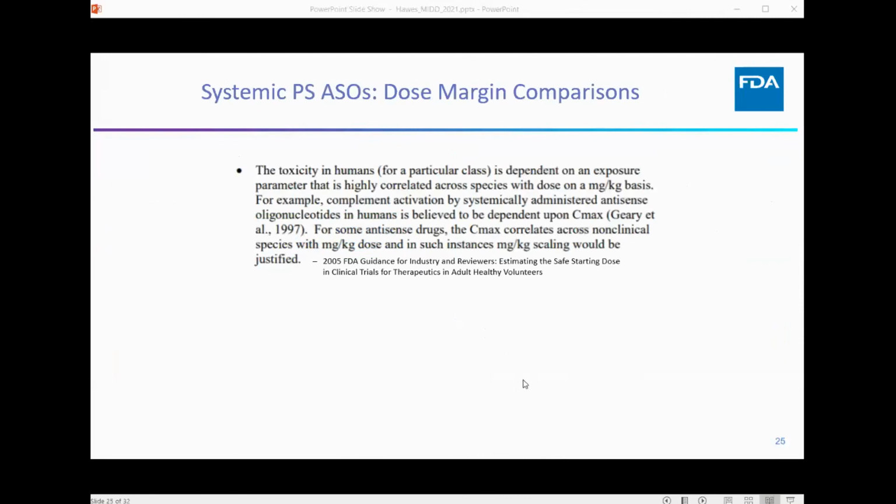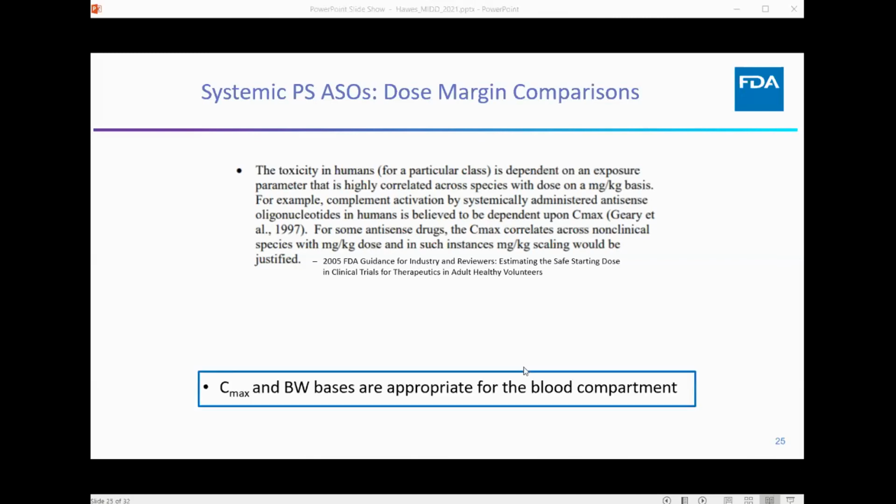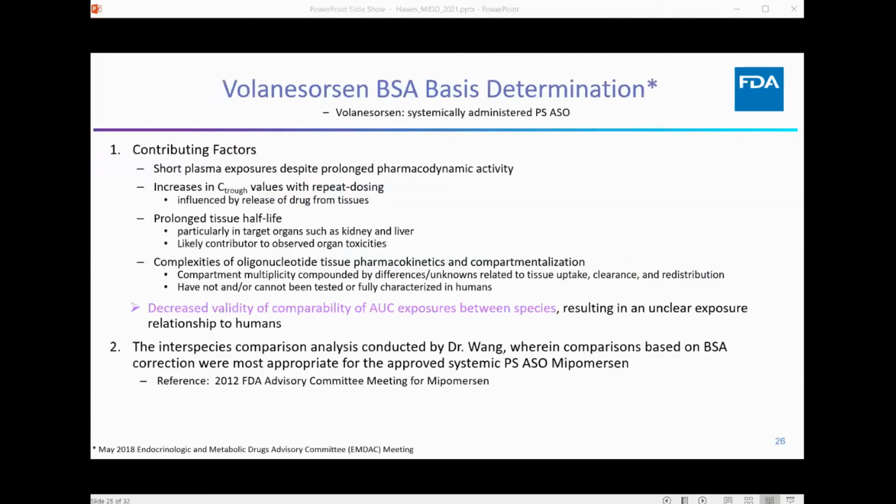The FDA 2005 guidance briefly mentions ASO oligos, where it talks about complement in the blood compartment and states that for some antisense drugs, the Cmax correlates across non-clinical species with mg per kg dose, and in such instances, mg per kg scaling would be justified. In other words, Cmax and body weight bases are appropriate for the blood component. But what about drug-related toxicities in the tissues, which are usually the dose-limiting adverse toxicity for these drug products?